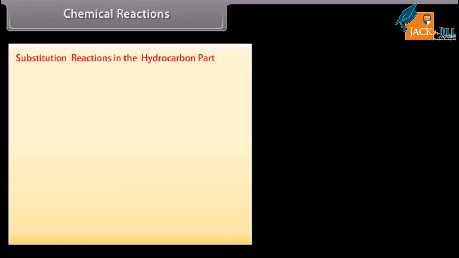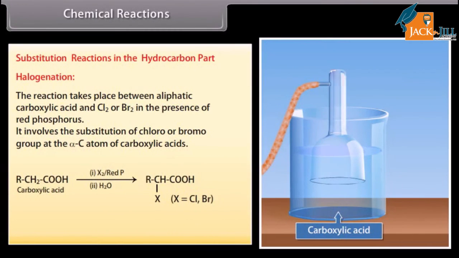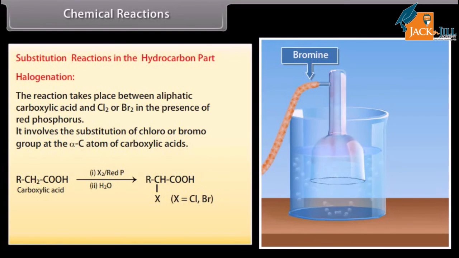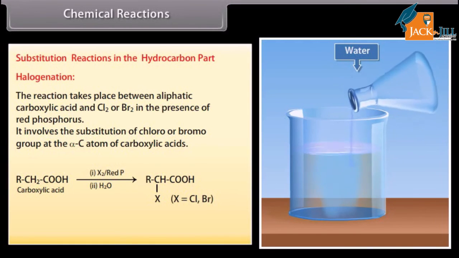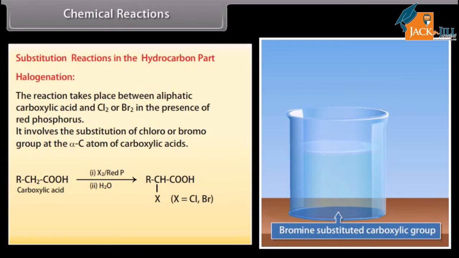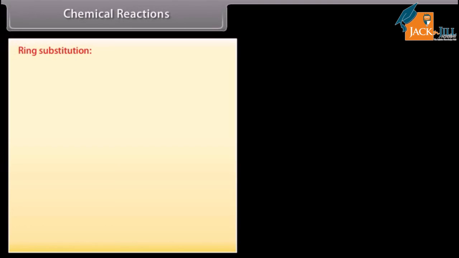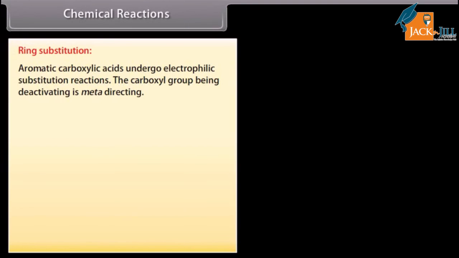Chemical reactions. Substitution reactions in the hydrocarbon part. Halogenation. The reaction takes place between aliphatic carboxylic acid and chlorine or bromine in the presence of red phosphorus. It involves the substitution of a chloro or bromo group at the alpha carbon atom of carboxylic acids. The reaction is known as the Hell-Volhard-Zelinsky reaction.